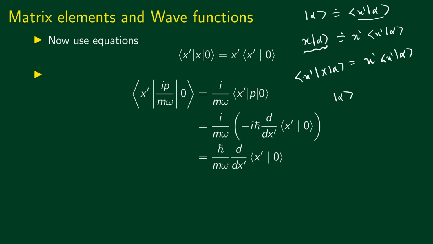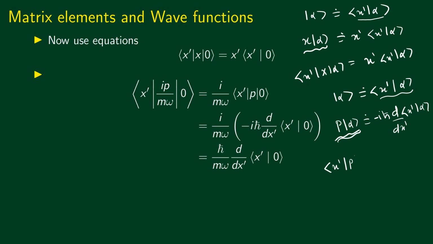Similarly, if we have a state ket alpha being represented in the position space as bra x prime ket alpha, then P acting on ket alpha is represented by minus i h bar d by dx prime of this wave function, d by dx prime of bra x prime ket alpha. This means that the position representation of the ket P acting on ket alpha, which is bra x prime P ket alpha, is equal to minus i h bar d by dx prime of bra x prime ket alpha.